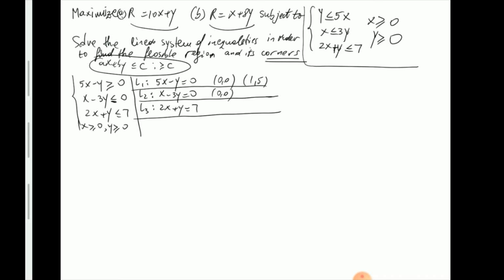0, 0 is also a point on the second line. And let's say I plug in 1 for y, and x is 3. So 3, 1 is another point. For line 3, if x is 0, y is 7. So 0, 7 is one possible point. And if y is 0, x is 7 over 2.